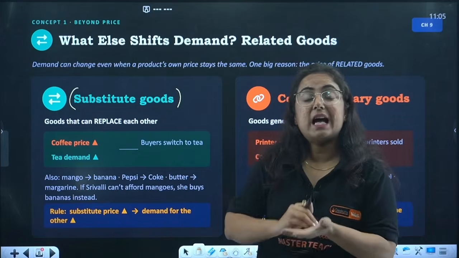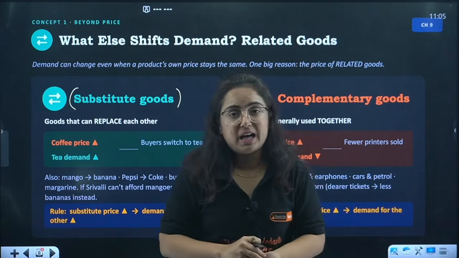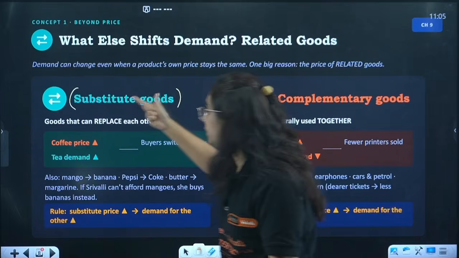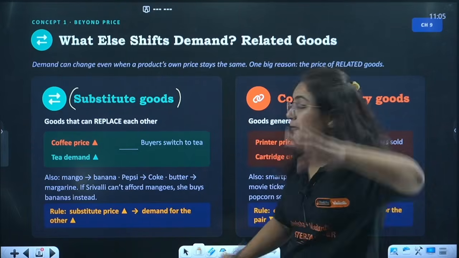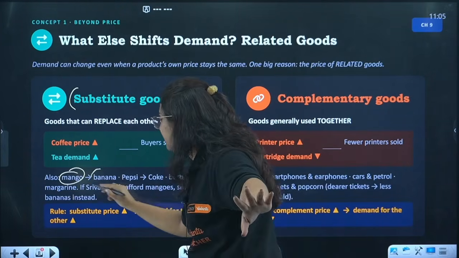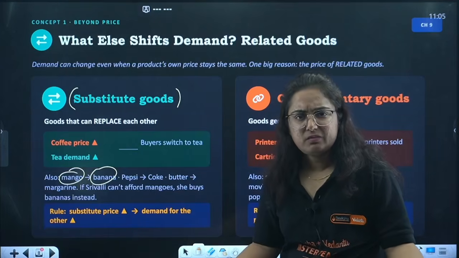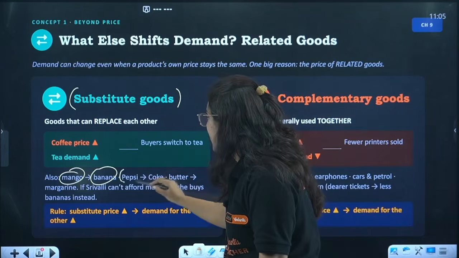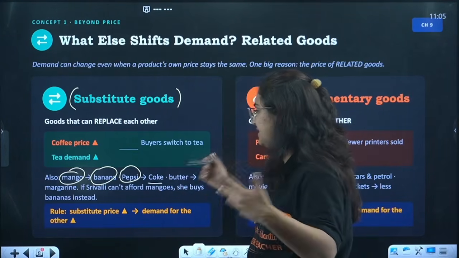Why? Because there are alternate options available in the market. That means substitute goods available in the market. If a person can't buy mango, the person can buy banana. Right? If a person doesn't like Pepsi, they can buy Coke, etc.